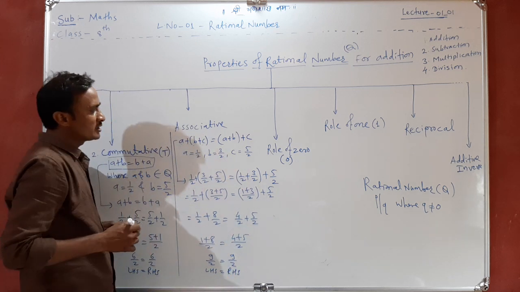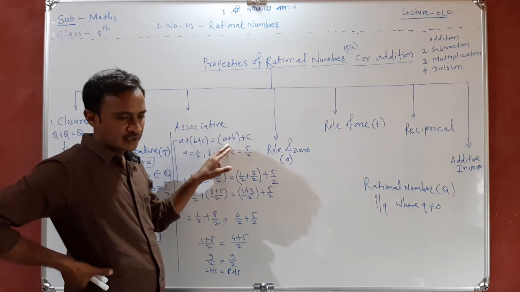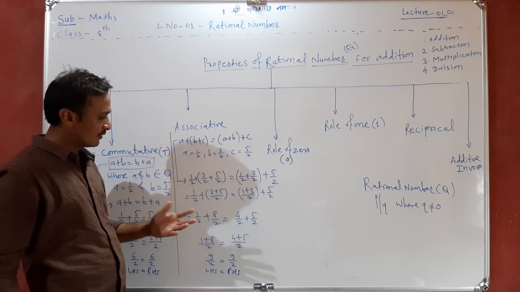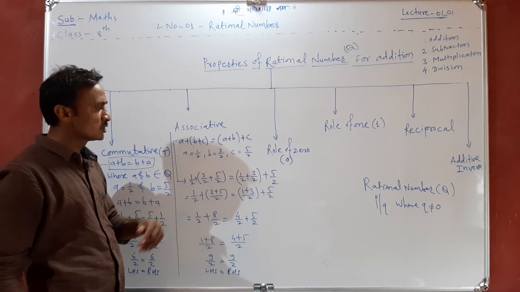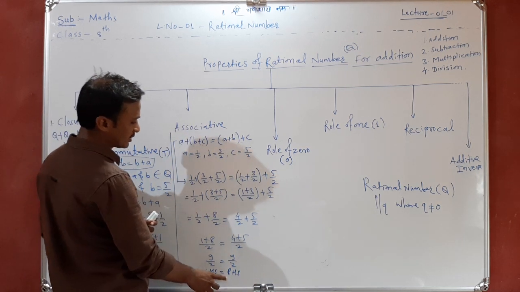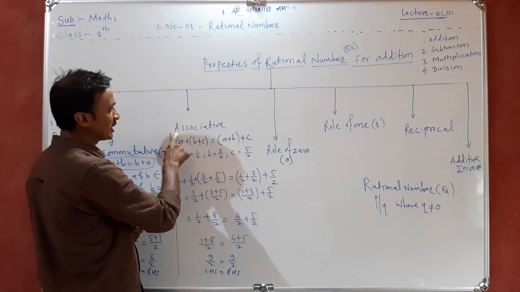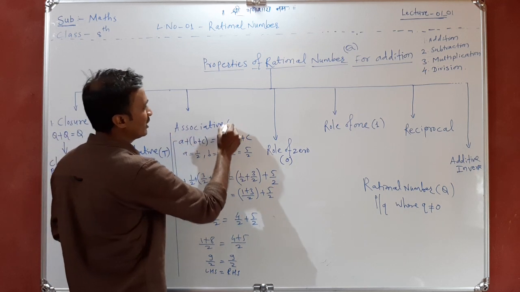Now see, while changing the order of rational numbers at the time of addition, if the order gets changed, then there is no reflection or difference in the solution. The solution is the same. It means if the LHS is equal to the RHS, while changing the order, the solution you get is the same, it means that the associative property also holds true for addition.